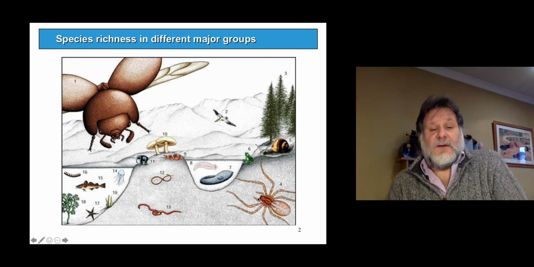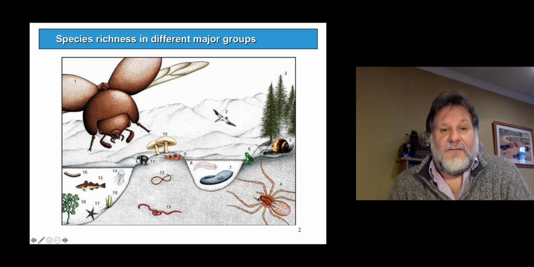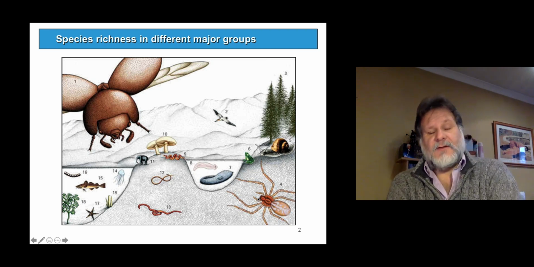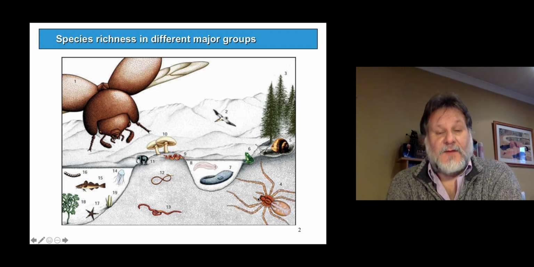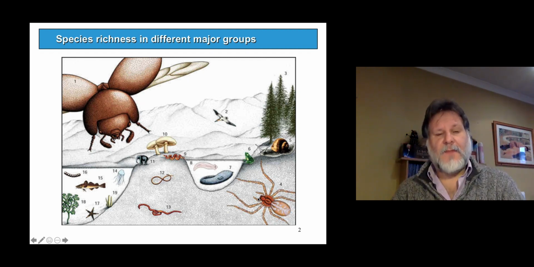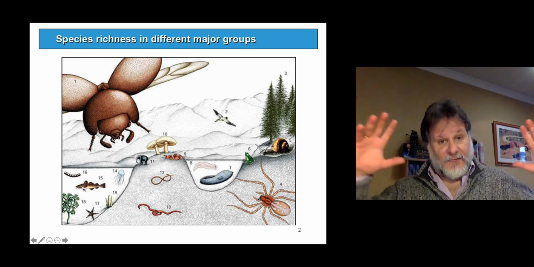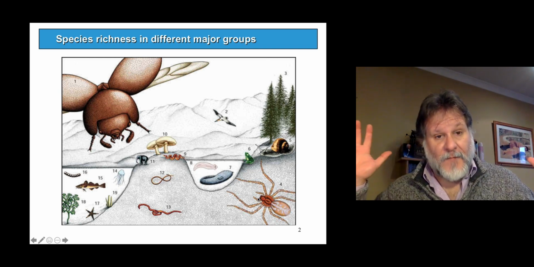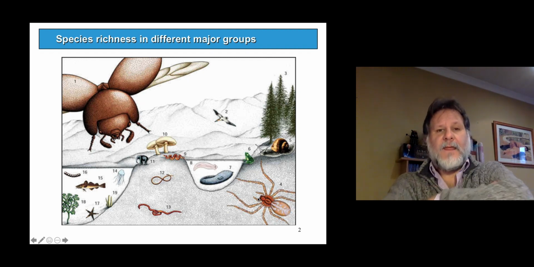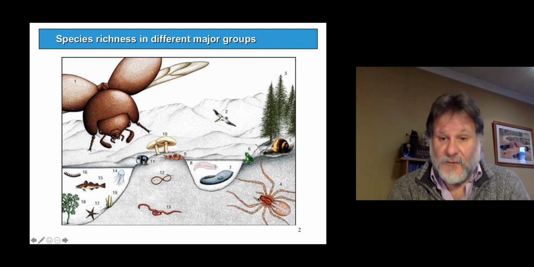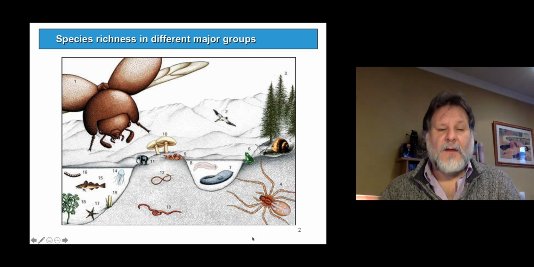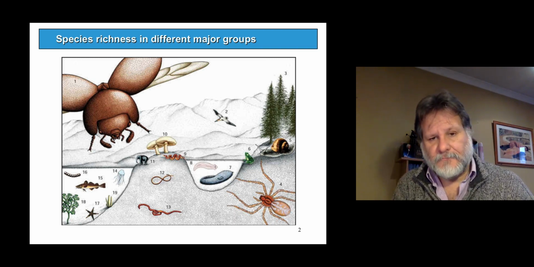Now, this cartoon shows you, very roughly, animals drawn in proportion to the species richness within the groups that they represent. So there's this enormous beetle hovering over the landscape, and that's because this represents insects. There are more species of insect than any other major animal group. There's also an enormous spider down here. The chelicerates, the group to which the spiders belong, are also hugely diverse.